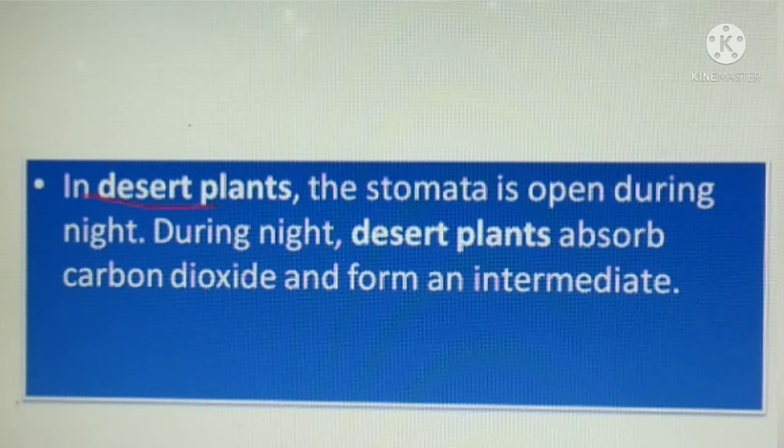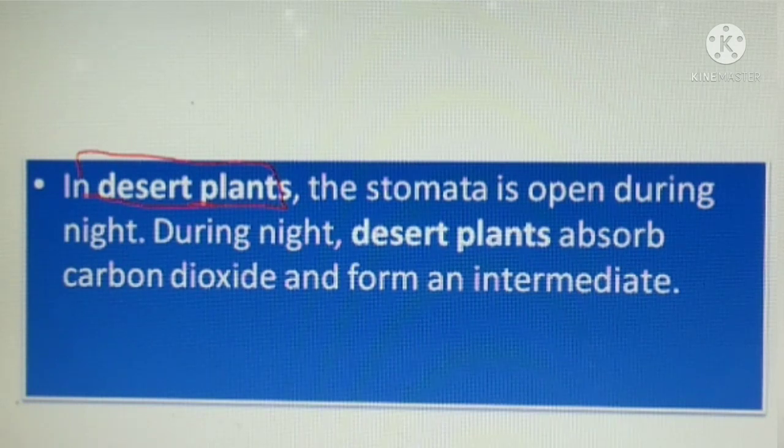At night time there is no sunlight present, so they cannot carry out photosynthesis. And during daytime, they will use the carbon dioxide they stored during the night time and prepare their food. Why is it not open during daytime? That is the main question. Why is the desert plants' stomatal pore always closed during daytime?